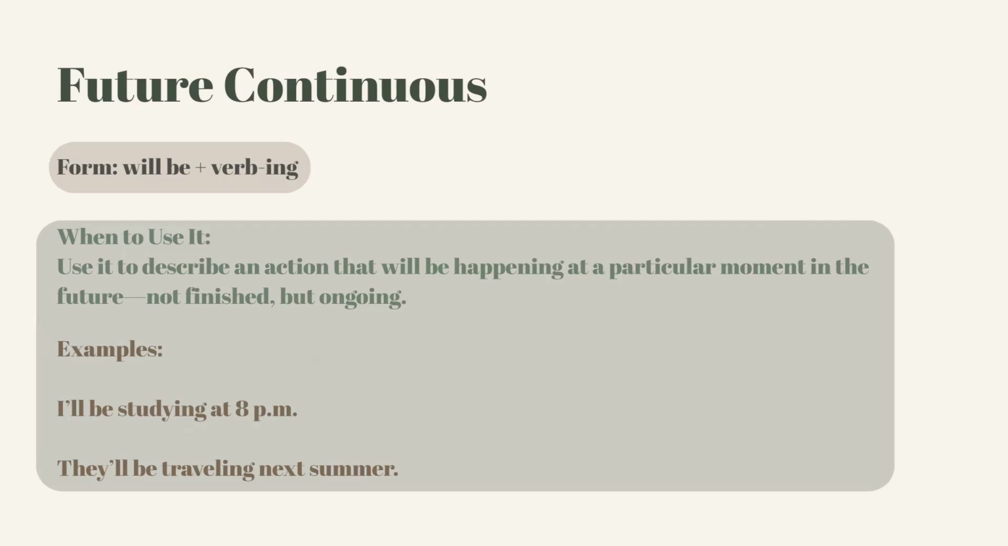So basically we can just say the future continuous is an action that will be happening in the future.